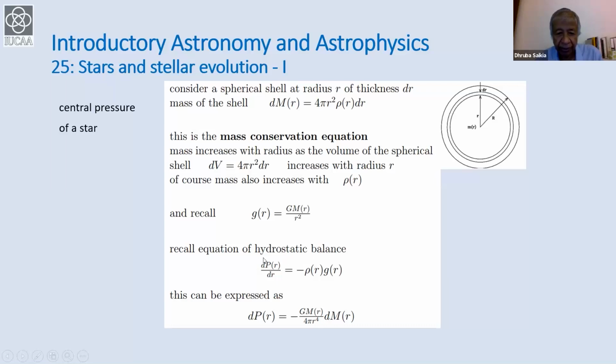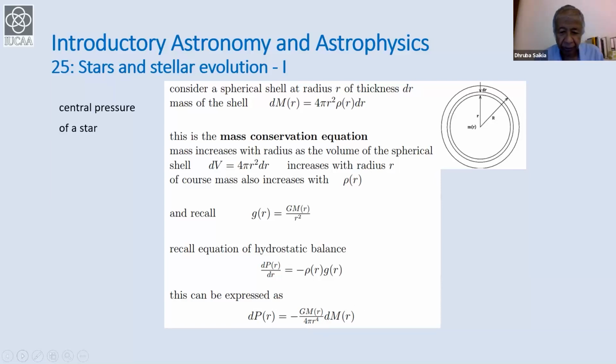You may have derived it in some other mechanics classes as well. The dP(r)/dr is given by the variation of rho(r) times g(r), with a minus sign. g(r) is the surface gravity. I can express this as dP(r)/dr equal to minus rho(r) g(r), and I can substitute for rho(r) as well as g(r) from these two equations. If I do that, I will get this expression for dP(r).